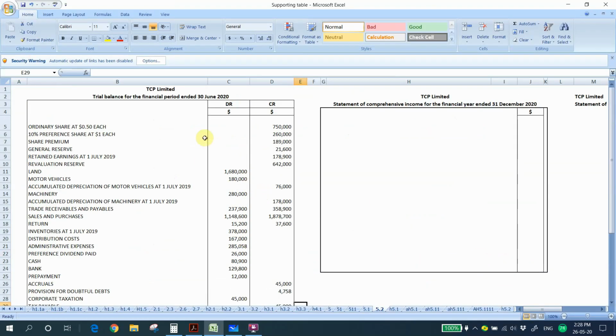So let's take a break here and we will continue our preparation of statement of comprehensive income, statement of changes in equity, and statement of financial position later.